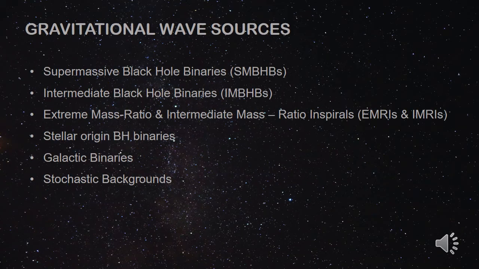Gravitational wave sources. Gravitational wave sources are classified as supermassive black hole binaries, SMBHBs, intermediate black hole binaries, IMBHBs, extreme mass ratio and intermediate mass ratio inspirals, EMRIs and IMRIs, stellar origin BH binaries, galactic binaries, and stochastic backgrounds.